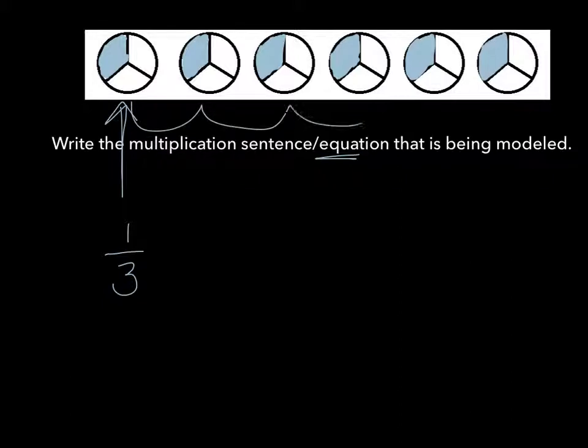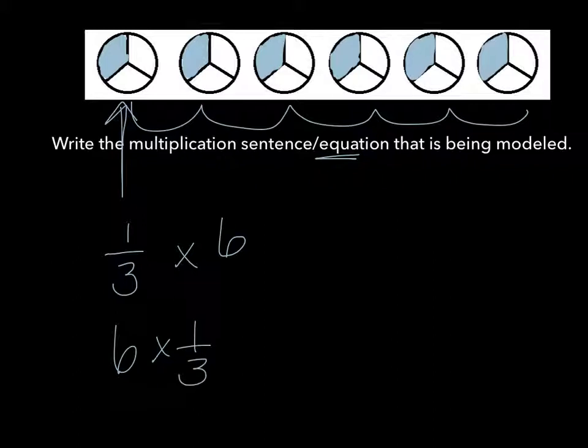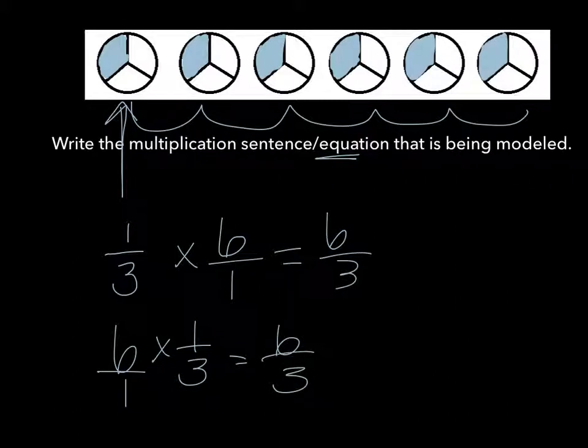Now I'm going to count how many times I see 1/3. So 1, 2, 3, 4, 5, 6. So 6 times. So this is 1/3 times 6, or 6 times 1/3. Order doesn't matter with multiplication. And in order to solve it, I would put a 1 under my whole number. And 1 times 6 is 6. And 1 times 3 is 3. And 6 divided by 3 equals 2.